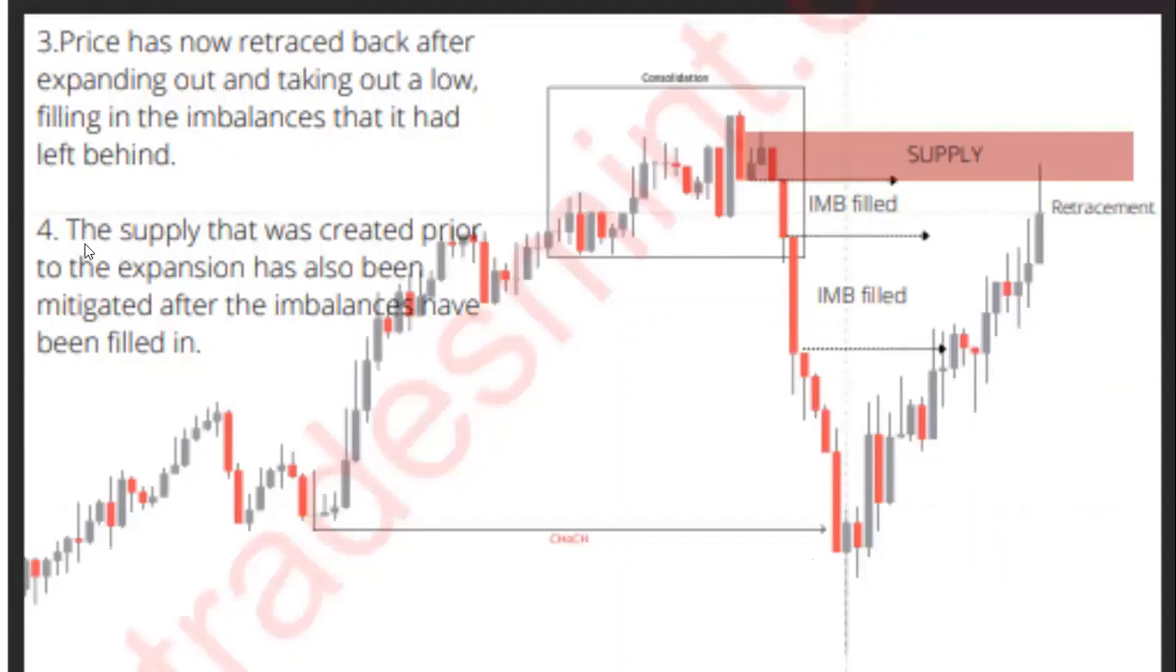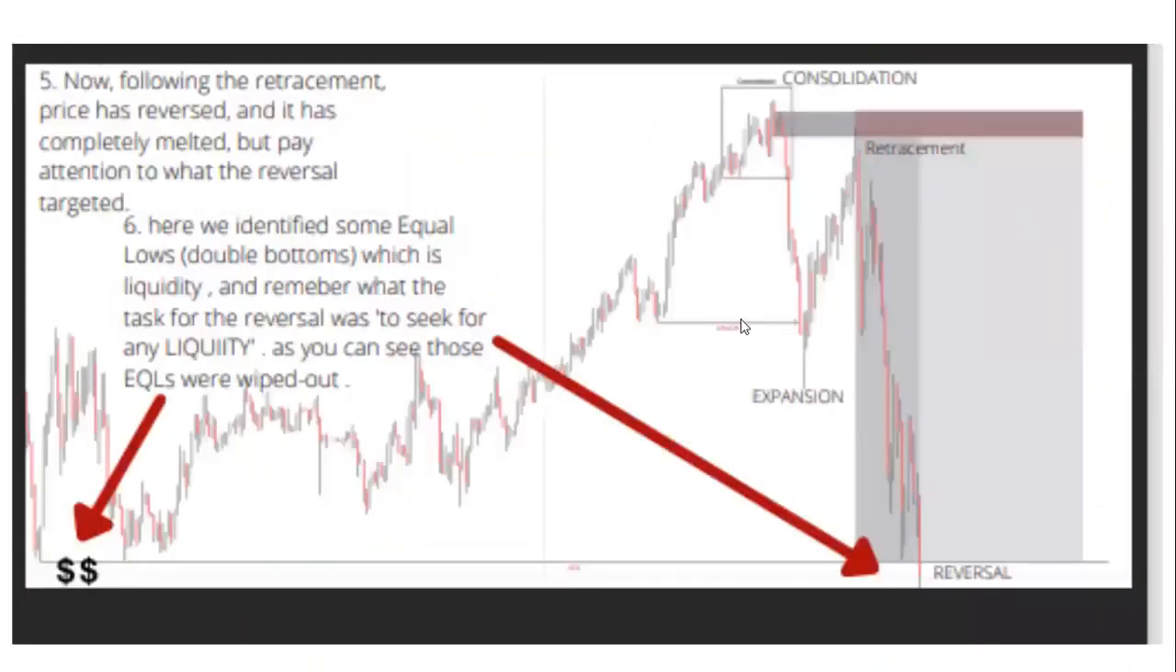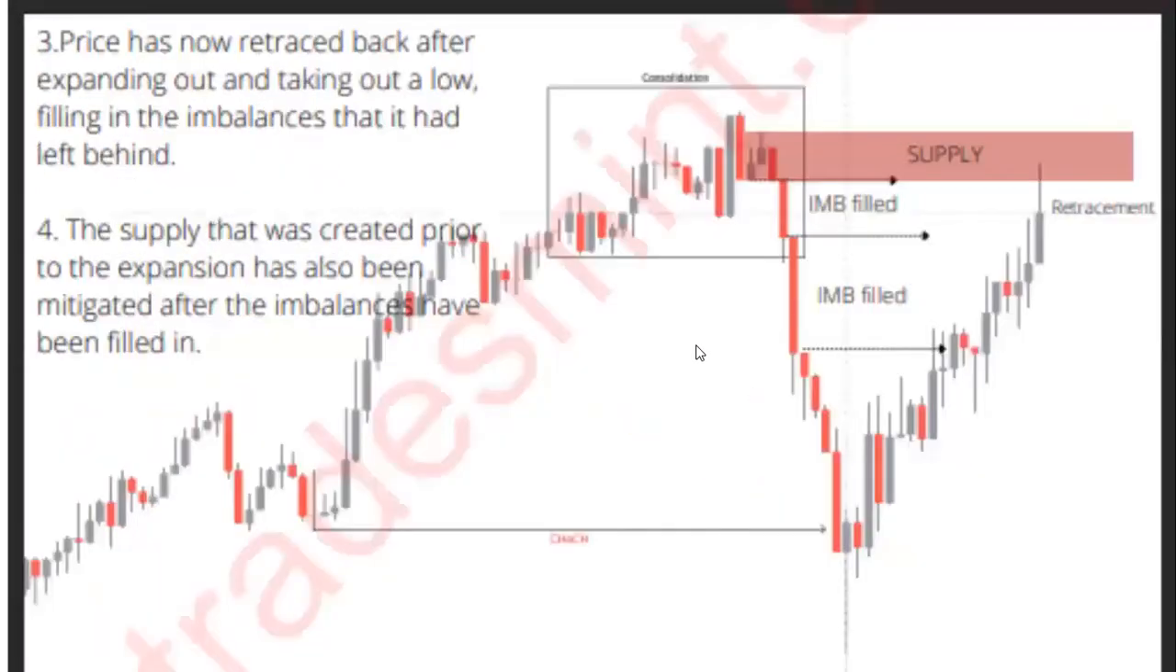So now the fourth one is that the supply that was created prior to the expansion has also been mitigated after the imbalance has been filled, which means that the order block has also been revisited. It has been revisited here, which shows that price has touched the order block. So what happened now? Then we'll wait for reversal.